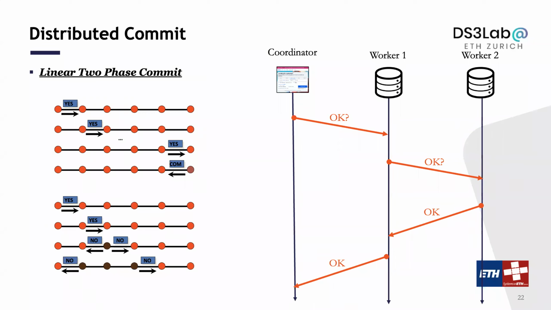If some of the workers fail, you have yes, and then some worker says, okay, I cannot commit. Then you are also going to propagate the no information in two directions to make sure all the other workers abort. So this is the information flow.